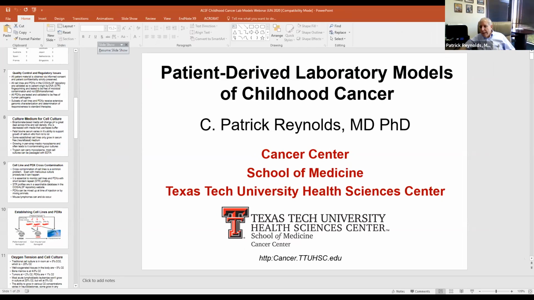So another issue that I want to cover is cell line and PDX cross-contamination. People are now paying attention to this. For years they didn't. But I can't tell you how many times we found that problems exist because people were working with what they thought they were, and they weren't. A single cell getting in will outgrow the other cells in a culture. And so you have to be very meticulous.